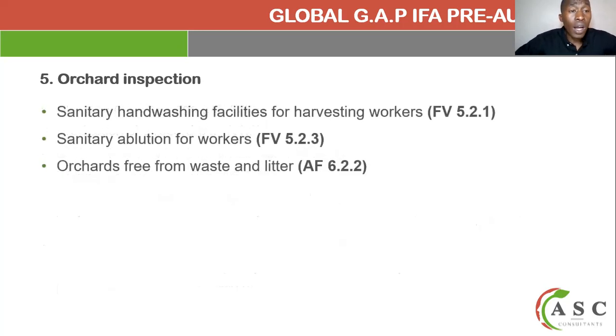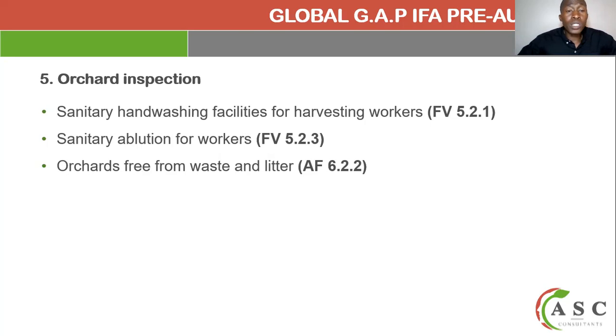Okay, as we move along, still under orchard inspection, hand washing facilities, particularly for harvesting workers, must be of sanitary condition, or in a hygienic state. It's important that these hand washing facilities are cleaned. They must be on a cleaning schedule, and each time they are cleaned, there must be a record. Those records must be filed inside the Global G.A.P. file under cleaning and hygiene records.